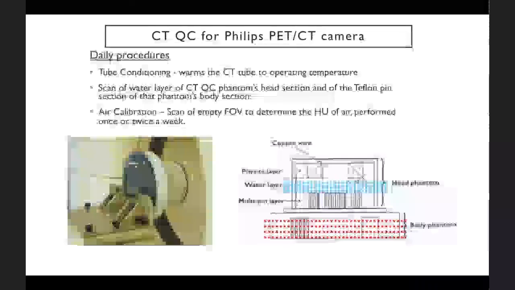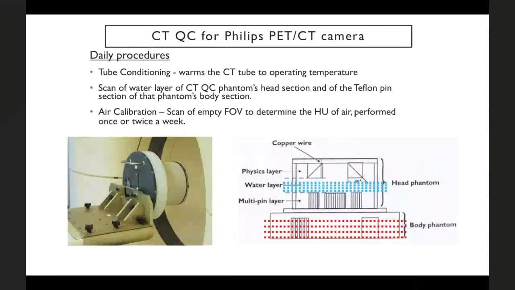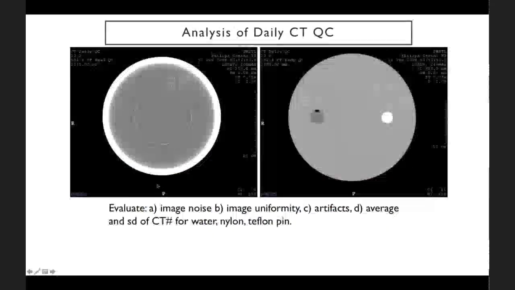On the CT side, we put the manufacturer's phantom in there after warming up the CT tube to its operating temperature, and we scan a water layer in what they consider the head section and another in the body part of the phantom. That's why it has two different sizes. It's to simulate both brain and body. And then we look at those, put areas of analysis on them and compare.